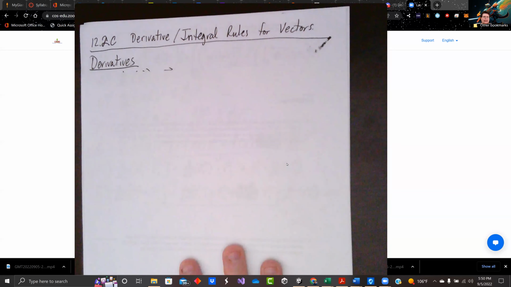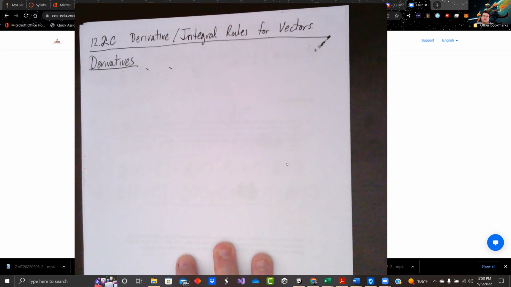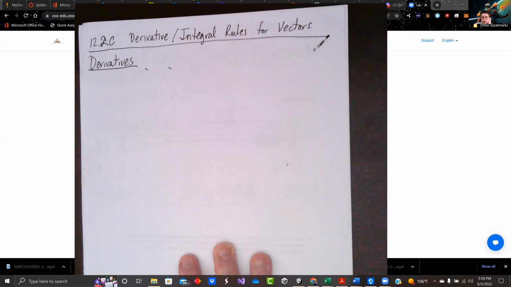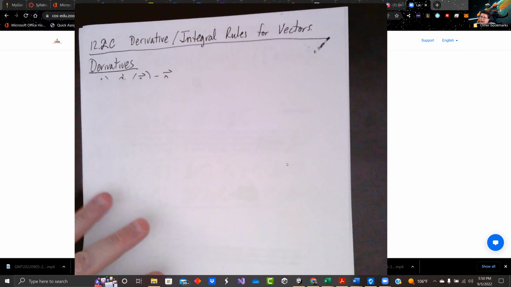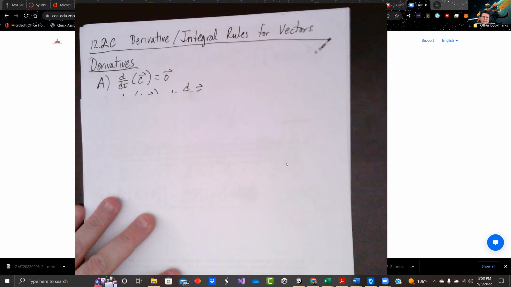Hey everybody, welcome back. We're continuing our vector calculus. Let's just summarize all the rules for derivatives and integrals for vectors. Thankfully, if you know all the rules for basic functions, vector functions are no different, other than they're vectors now rather than just functions. So the derivative of a constant vector is the zero vector.